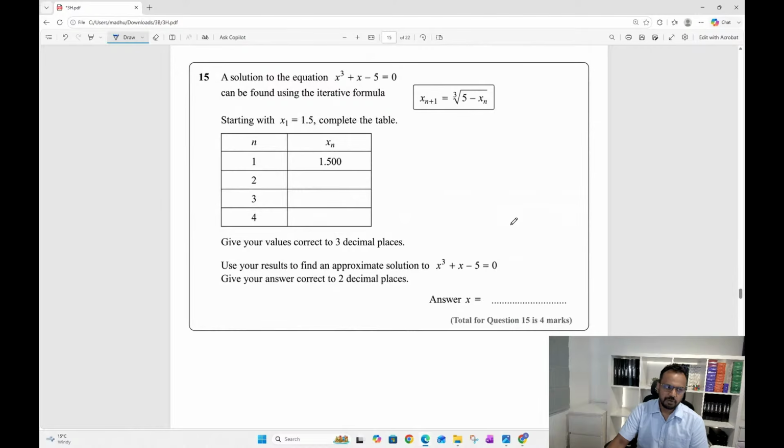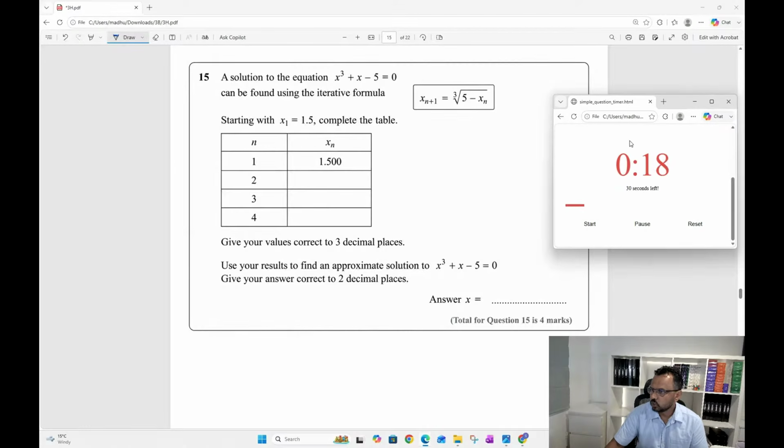Right, iteration, very likely. Let's try this one. 2 minutes again, guys. Iteration. Let's do it. So these type of iteration questions are very likely. They'll tell you the starting value and ask you to use the iteration to get the values, and then give it to a certain number of significant figures or decimal places. So yeah, good.